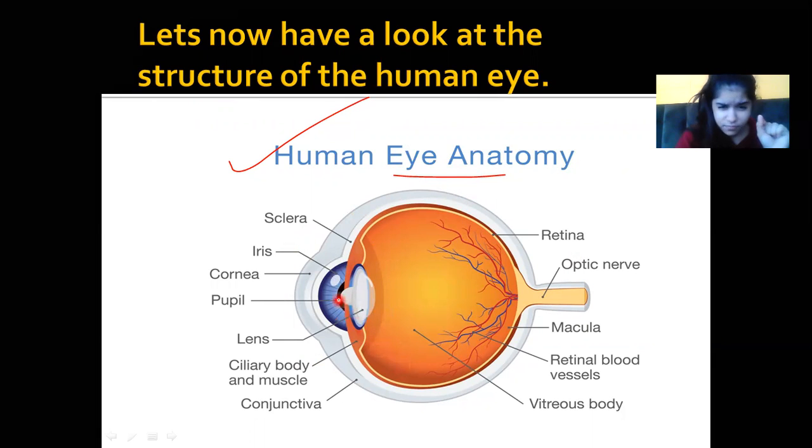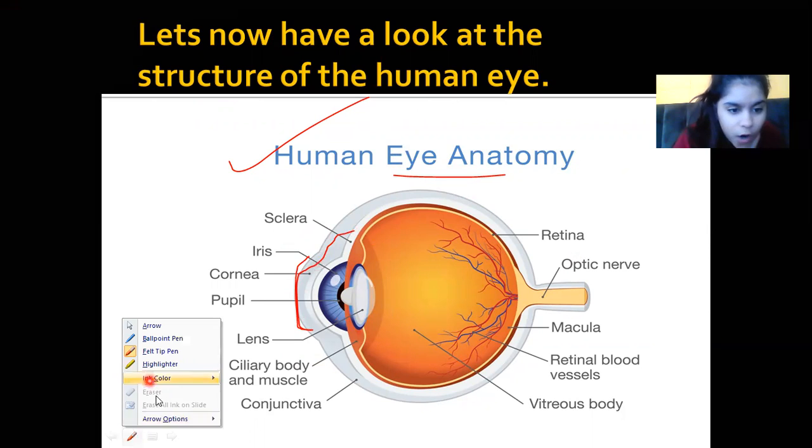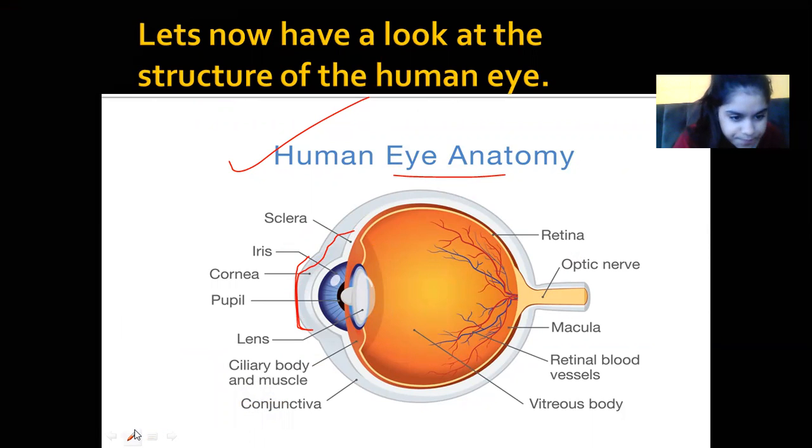So the outermost layer, this thin, white, transparent layer that you are able to see, we call it the cornea.